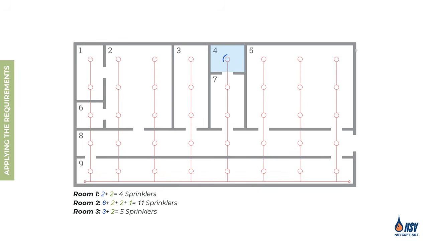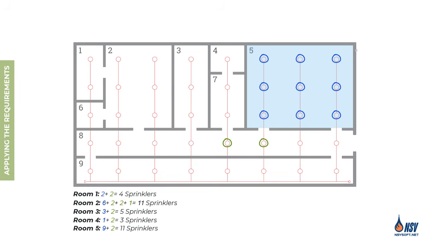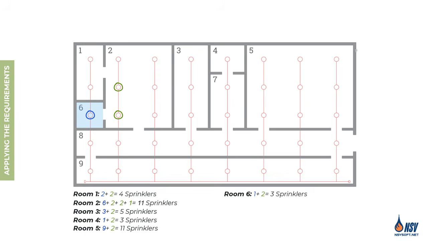Room 4 has 1 sprinkler and 1 opening, so a total of 3 sprinklers must be considered for this room. Room 5 has 9 sprinklers and 2 openings, both leading to room 8. When multiple openings lead to the same communicating space, we add only 2 sprinklers from that space. In this example, we select the 2 sprinklers that create the greatest hydraulic demand. Therefore, room 5 requires a total of 11 sprinklers. For room 6, we include 3 sprinklers in the design area, and for room 7, we include 5 sprinklers.